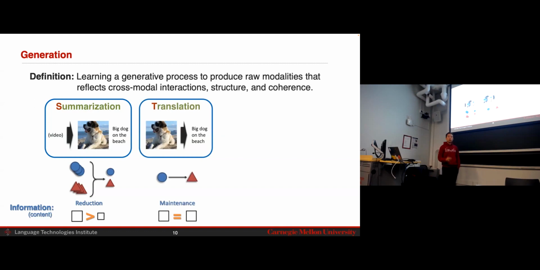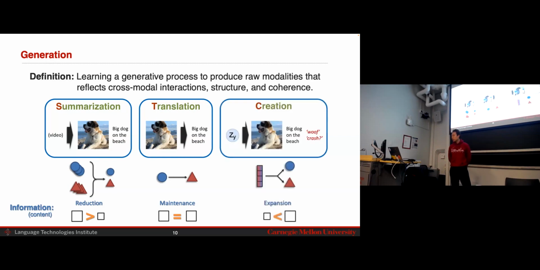The second big paradigm is translation, right? Maintaining the information content, but semantically translating from one modality to the other. So right here, you have an image, and your goal is to caption that image. You want to caption all the information that's in the image, nothing more, nothing less, ideally. So you want to maintain the information content by translating from one modality to the other.